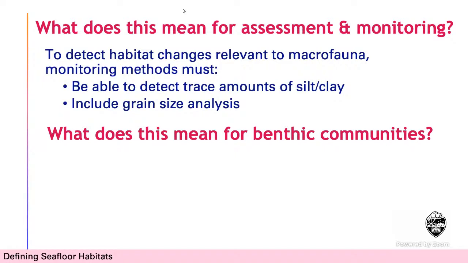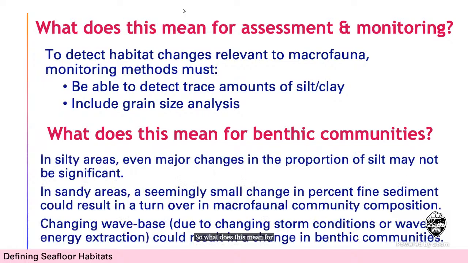And so we might not be able to use remote sensing techniques. Acoustic backscatter is not going to distinguish the difference between 2% silt and 0% silt. What does this mean for benthic communities? If you've already got a silty area, changes in the silt may not make a big difference. But in a sandy area, it could change the macrofauna communities, and as I discussed for our poster child Axonopsida, changing wave base due to either changing storm conditions associated with climate change or wave energy extraction could result in a change to communities. So now we've got some criteria, we've got some indicators.